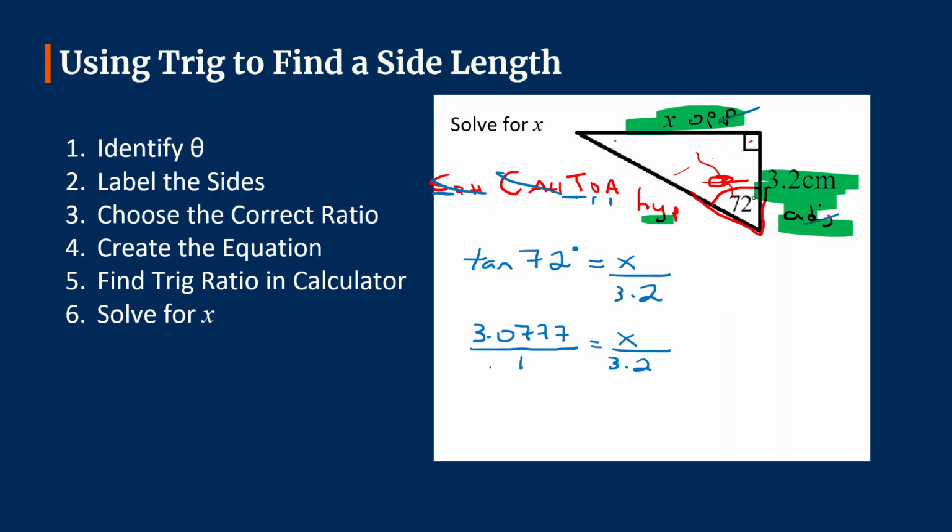And now, just like in the last question, I've got a fraction equal to a fraction. So we solve by cross multiplying. I'm going to multiply this one times this one. So 3.077 times 3.2 gives me 9.8. And then, well, this was just 1 times x. So I'm done. X equals 9.8.